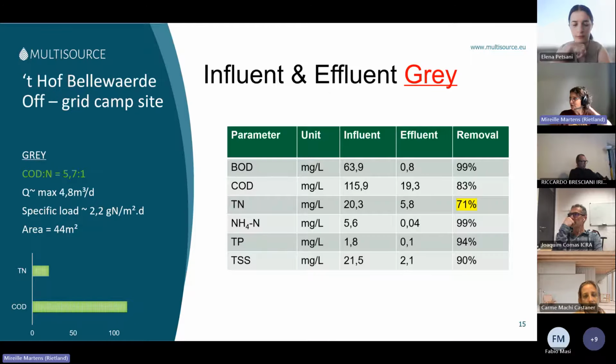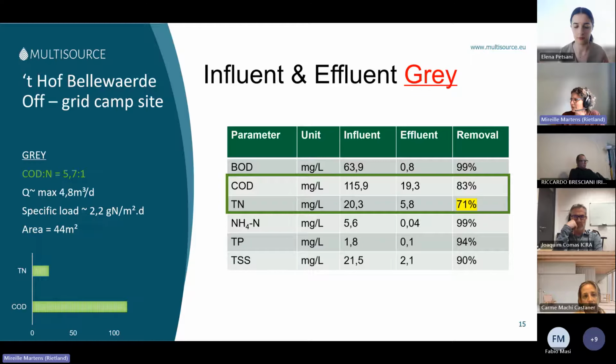If we check for the removal efficiencies for the gray water, then we have a removal of 71%. Actually, I was assuming that would be higher. Actually, we're not so happy with the COD removal because that's only 83%, and in the majority of the cases we have more, always over 90. So the BOD is removed nicely, it is 99%, but the COD is only 83%.